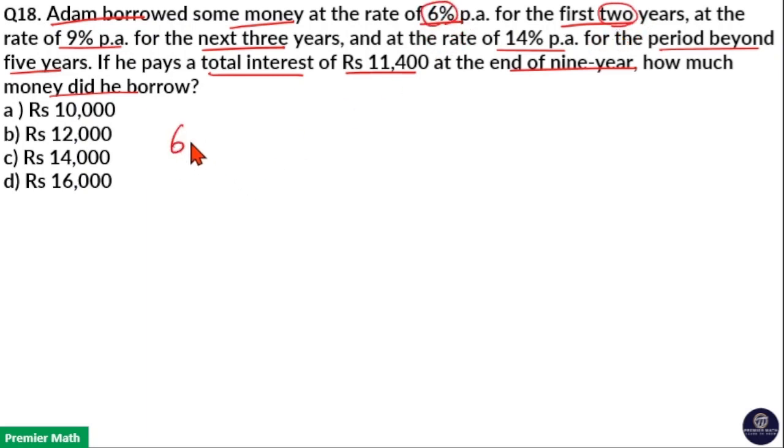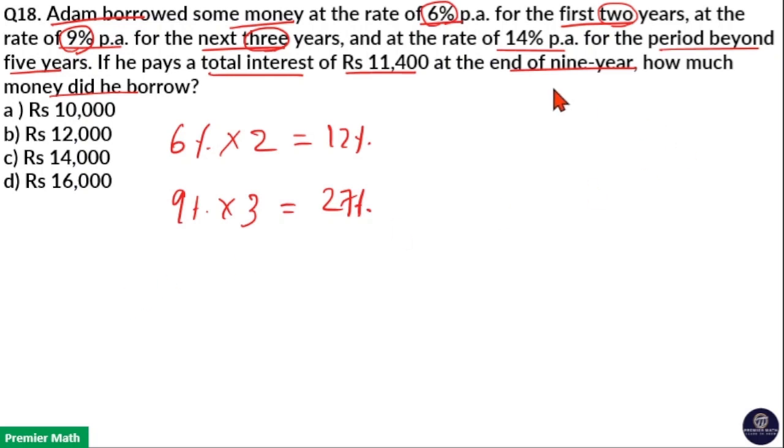So for the first 2 years, he has to pay 6% per annum. So total interest he paid for the first 2 years is 6% into 2, 12%. For the next 3 years, he paid 9% per annum. 9% into 3 is a total of 27% he paid for the next 3 years. Now, the total number of years is 9 years, and for the period beyond 5 years, he paid 14% per annum. So 9 minus 5, 4 years. So for 4 years, he paid 14% per annum. So the total interest he paid is 14 into 4, 56% for the next 4 years.